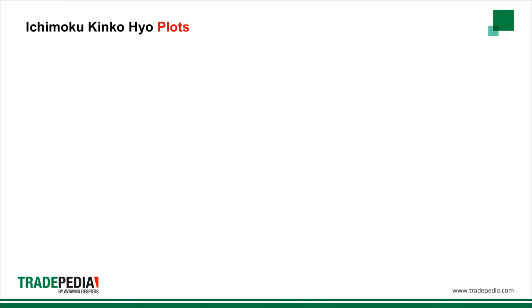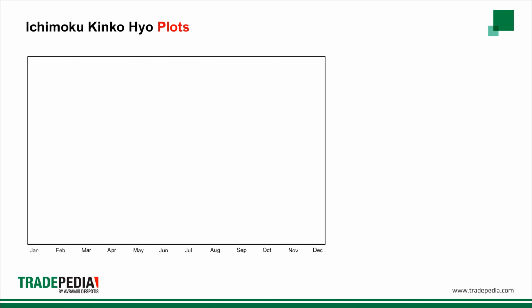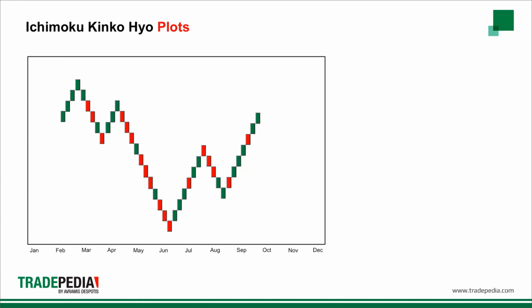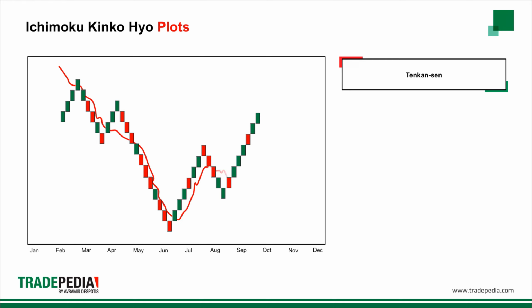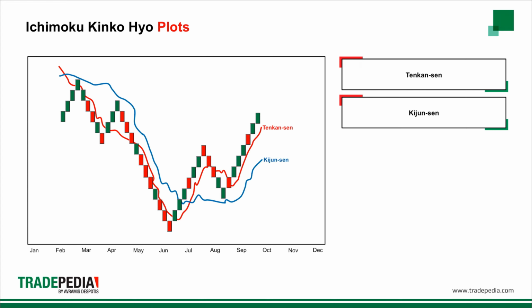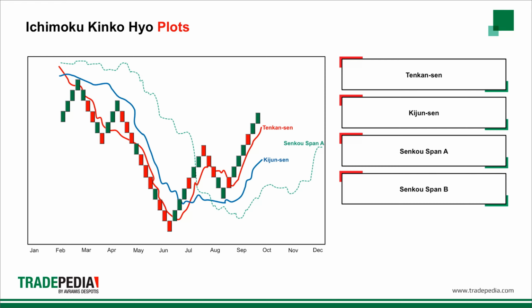Okay, now let's take a look at the plots on the chart. Let's say you have this chart that we're looking at, and you have your Tenkan-sen. Tenkan-sen is the one that's closest to the price. And then we have Kijun-sen, which is slightly further away. Afterwards, we also have our Senko span A and B. Together, when we draw this, Senko span A and B form what we call the Kumo, and is plotted 26 periods ahead of the last close.